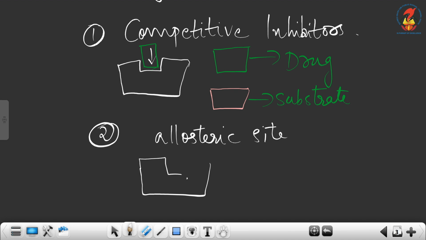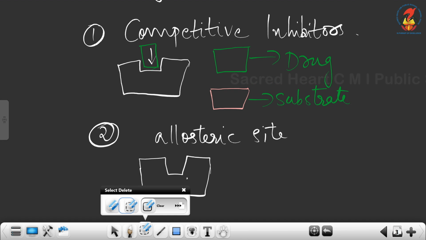So, this is our enzyme. Now, the drugs will not come and attack the active site. Instead, what they do is come and attack a site which is called the allosteric site. So, I am going to show the allosteric site.